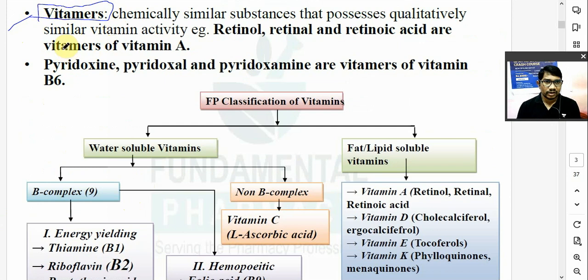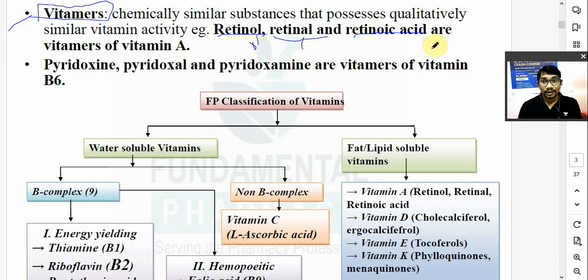तो रेटिनॉल मतलब क्या? OL आ गया मतलब क्या? OH ग्रुप. OH मतलब क्या? रेटिनॉल इज अल्कोहल. ओके, OH मतलब अल्कोहल. रेटिनल AL मतलब क्या? अल्डिहाइड. इट इज अल्डिहाइड. एंड एसिड मतलब क्या? COOH. So retinol has an OH group, retinal has an aldehyde group, and retinoic acid has a COOH group. Now all these three are known as the vitamers of vitamin A.